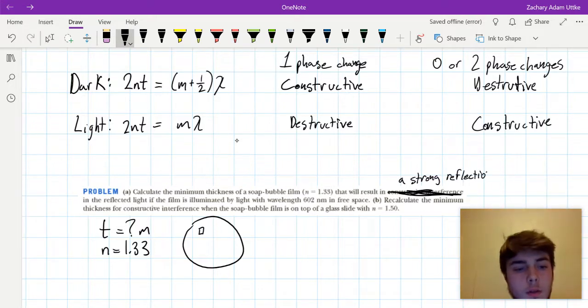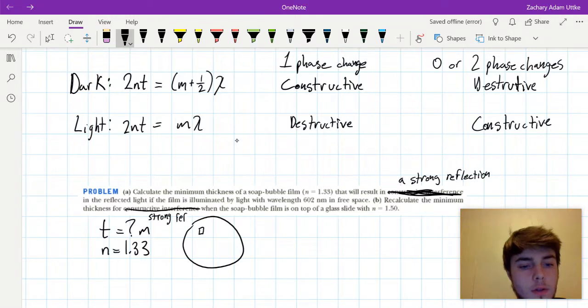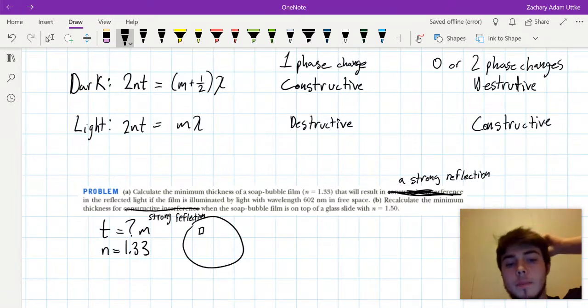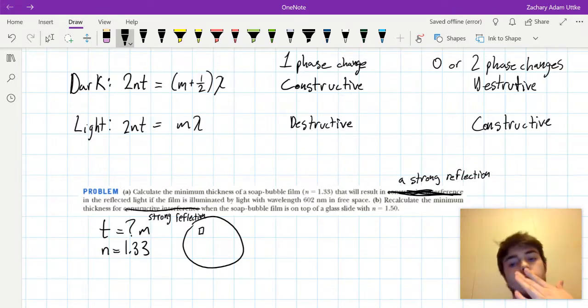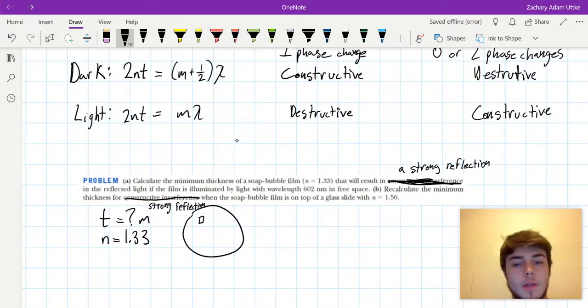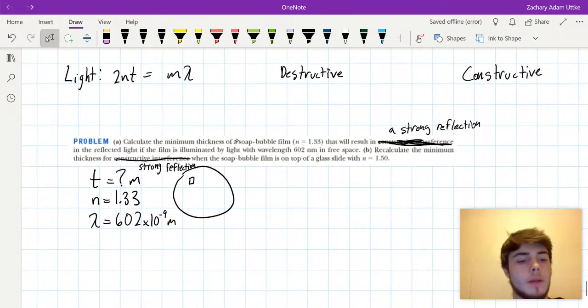Strong reflection, so you'll see why I say this. Okay, calculate the minimum thickness of a soap bubble film, N equals 1.33, that will result in a strong reflection in the reflected light if the film is illuminated by light of wavelength 602 nanometers. Wavelength equals 602 times 10 to the negative 9th meters. Again, so that's part A.